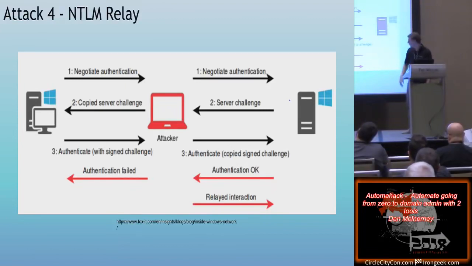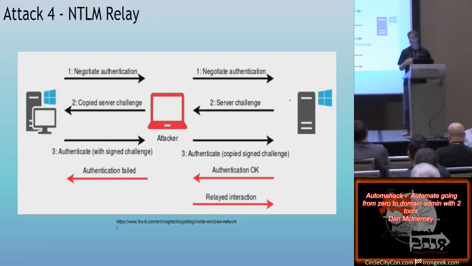Here's what NTLM relay kind of looks like. The victim there is going to negotiate authentication. You are going to intercept that and pass it along. Now the server is going to send the victim a challenge to add to their hash, essentially. You're going to copy that server challenge over to the victim. The victim's going to authenticate with the signed challenge, and then you're going to pass it over to the server.